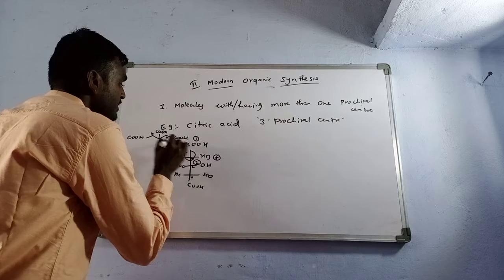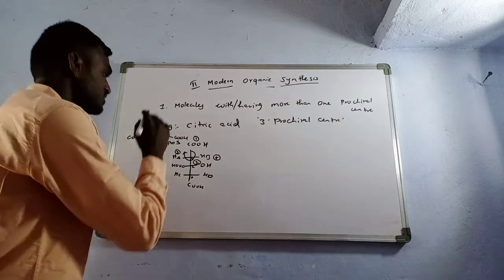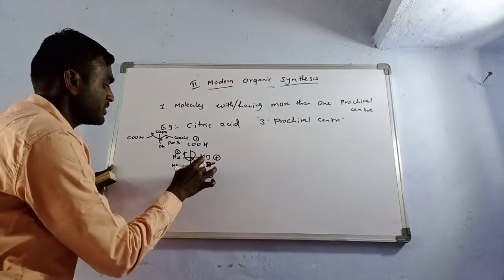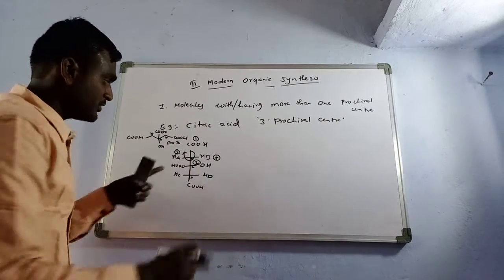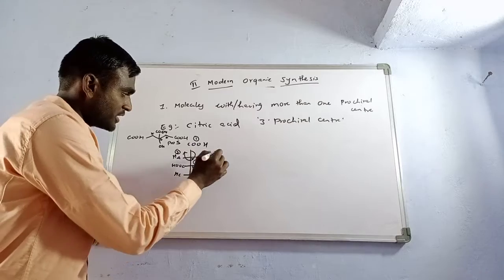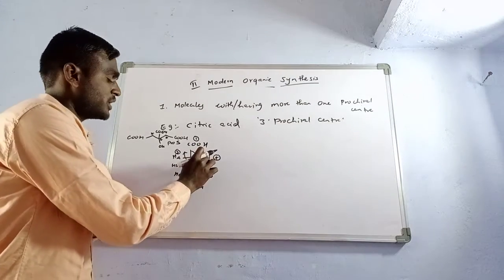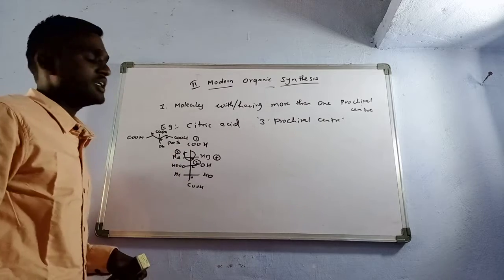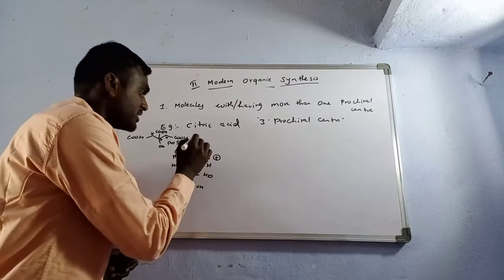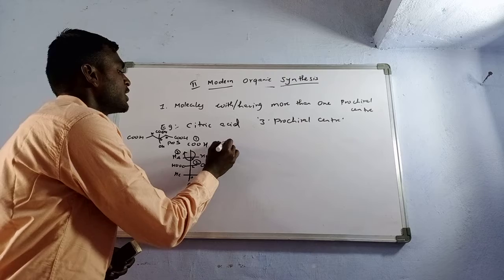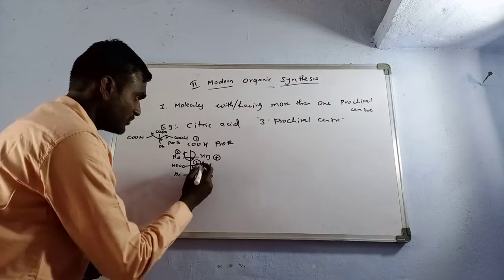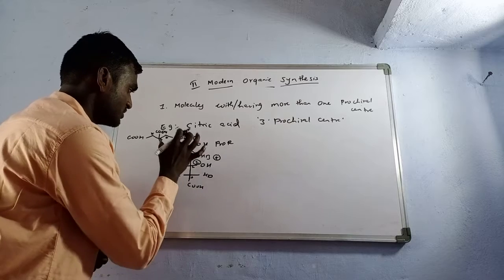Clockwise means pro S for HA. Okay, in a similar way, now we give the first priority to this and the second priority to this whole group. If we give the third priority to HB, then the fourth priority group will be HA. So there will be anti-clockwise direction, so it will be pro R. Okay, is it clear?